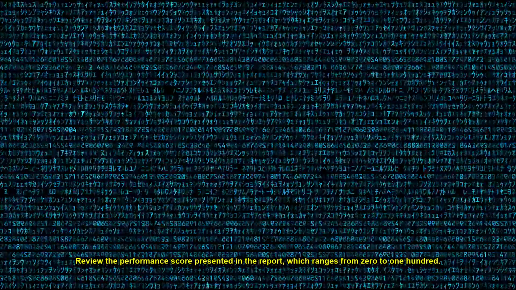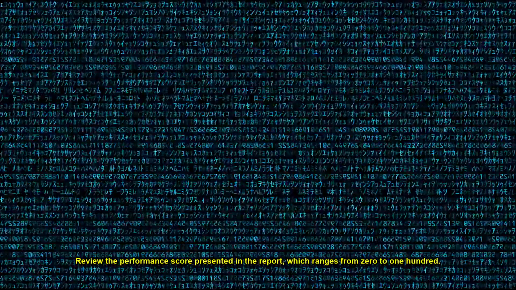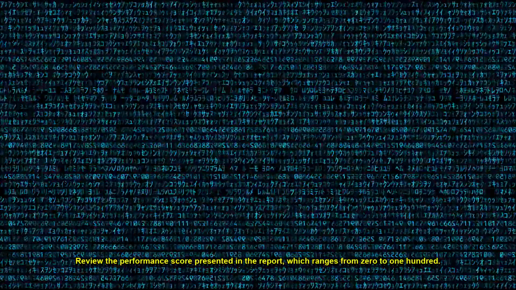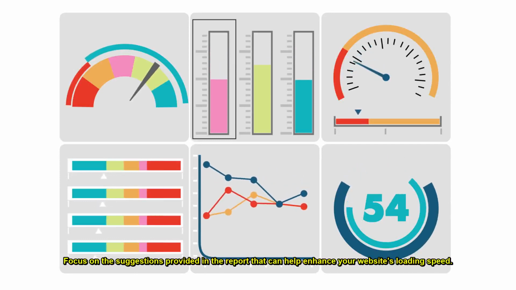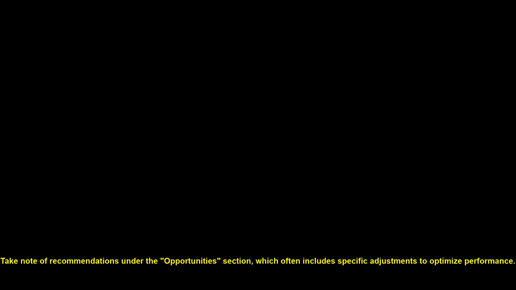Review the performance score presented in the report, which ranges from 0 to 100. Focus on the suggestions provided in the report that can help enhance your website's loading speed. Take note of recommendations under the Opportunities section, which often include specific adjustments to optimize performance.